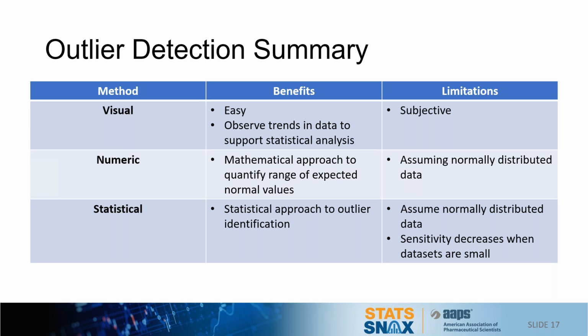There are benefits and limitations to every detection method. Visual methods are easy but subjective. Numerical methods use a mathematical approach to quantify a range of expected values, but assume the data are normally distributed. Lastly, statistical methods provide a clear analysis for outlier identification, but also assume normality of the data, and the sensitivity of these methods decreases as the sample size decreases.